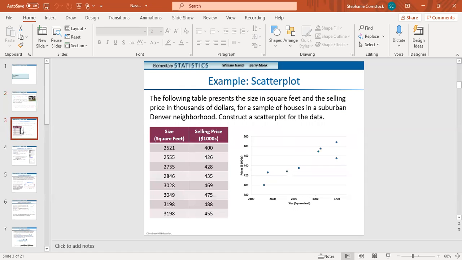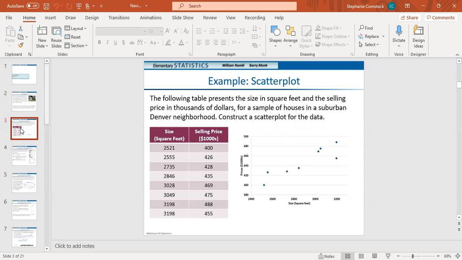Taking a look at a data set that I provided here, we have the square footage, in square feet, for several houses. And then we have their selling price in thousands. So this would be 400,000, 426,000, and so on. We're going to stick with the 400, 426, etc.